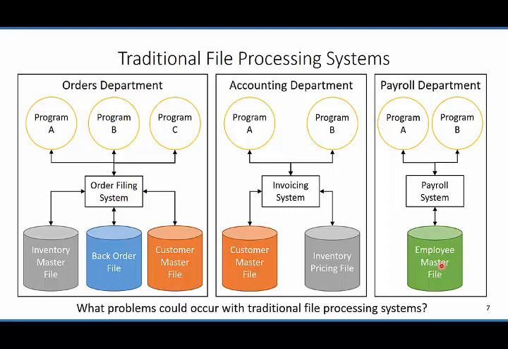Do you see any issues that could occur with the traditional file processing system? Well, for example, if the orders department updated the customer information here, maybe the accounting department wouldn't have the latest updates. So we have inconsistencies. Additionally, we could have redundancy. We could have multiple customers inserted in multiple databases. We could have multiple products, multiple inventory. So it's very inefficient, and we need a better way to manage the traditional file processing systems.